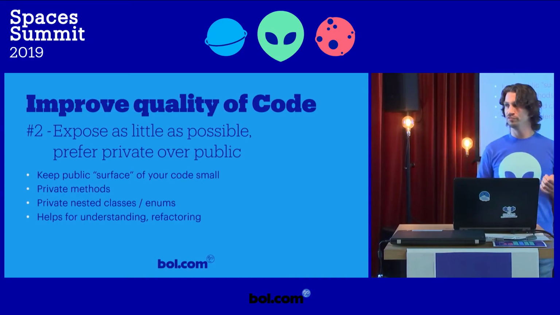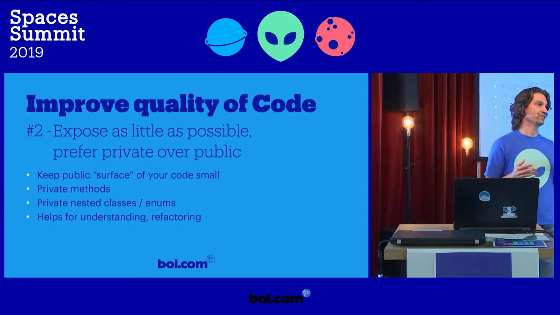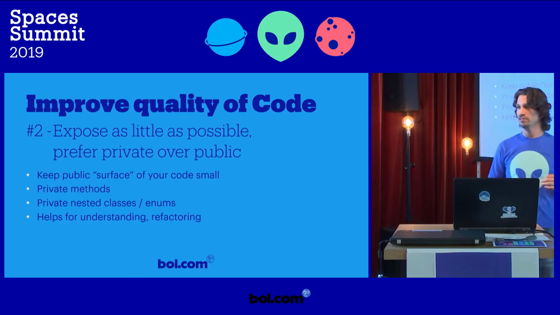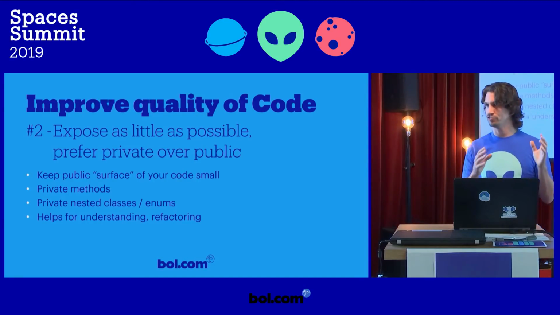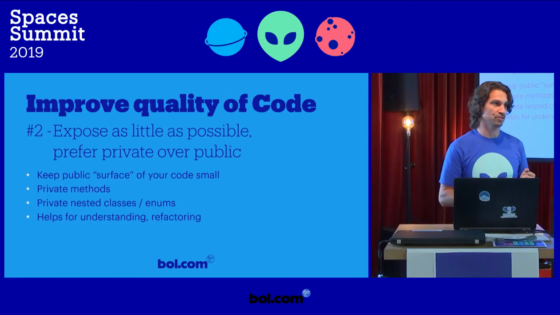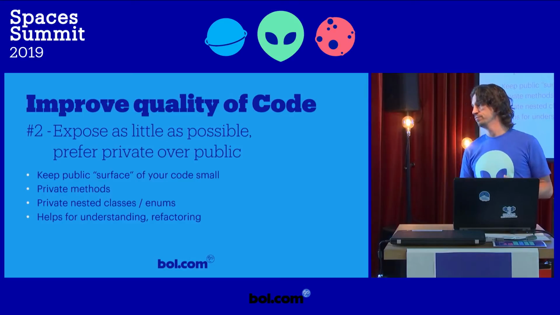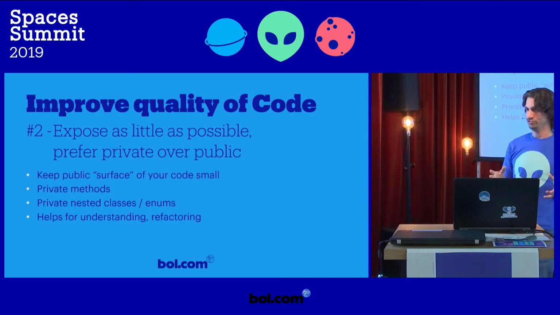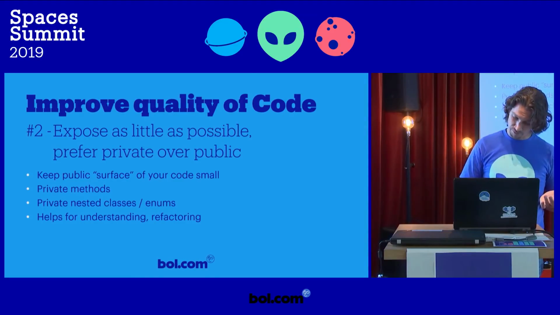Why? First of all, it helps to understand your code. If you have a class and it contains some public methods and a bunch of private methods, then you know only the public ones are being used by the outside. So it helps to understand what this class is really about by looking at these public methods only. Also, it helps a lot when you're going to refactor your code, because all those private methods, you know that they're not being used outside of your class, so you can easily refactor them as you wish. That's going to help you.